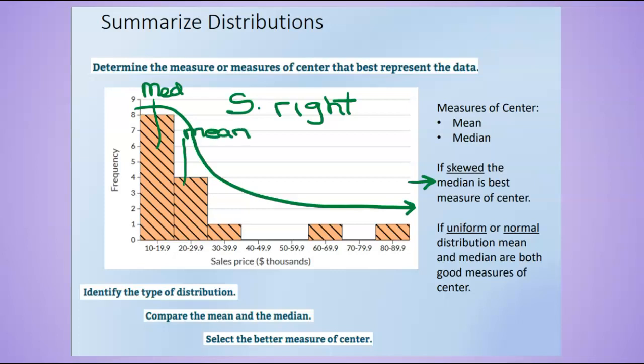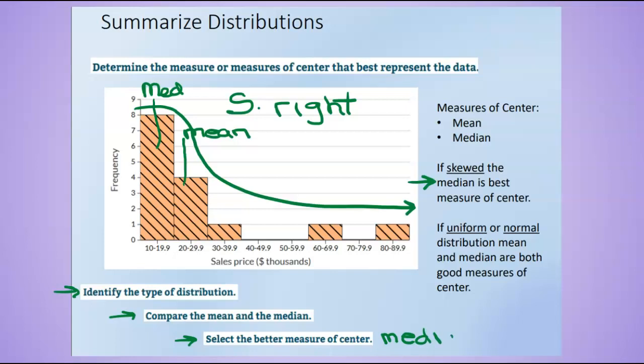So we could say the mean is to the right or smaller than the median. And then we have to decide what is the best measure of center. We've already taken care of these 3, or 2. The best measure of center on skewed, anything skewed, is median. Okay, so this is going to be the median.